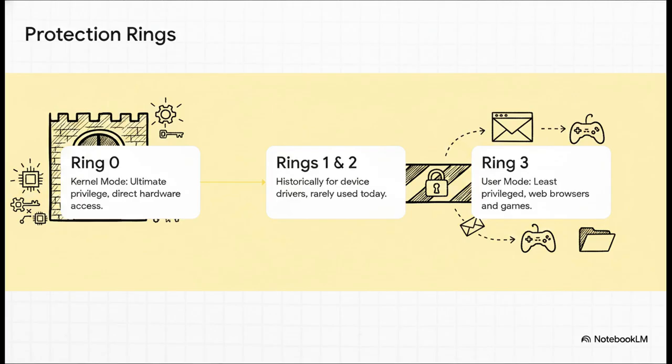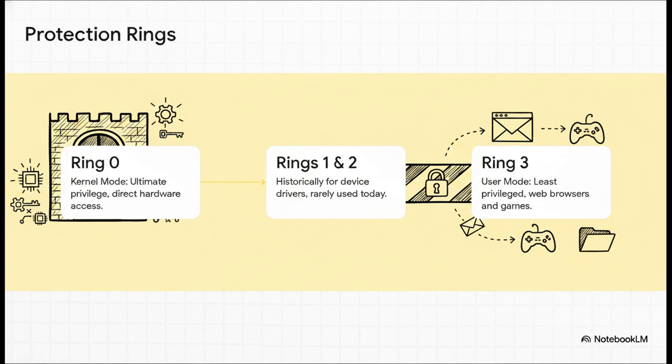This is the ultimate VIP section, the core operating system with direct, totally unrestricted access to physical memory and hardware. Out on the edge, in Ring 3, is user mode. This is where your web browsers, office suites, and games hang out. Applications out in Ring 3 cannot directly interact with the hardware. They literally have to politely ask the kernel in Ring 0 to do it for them.